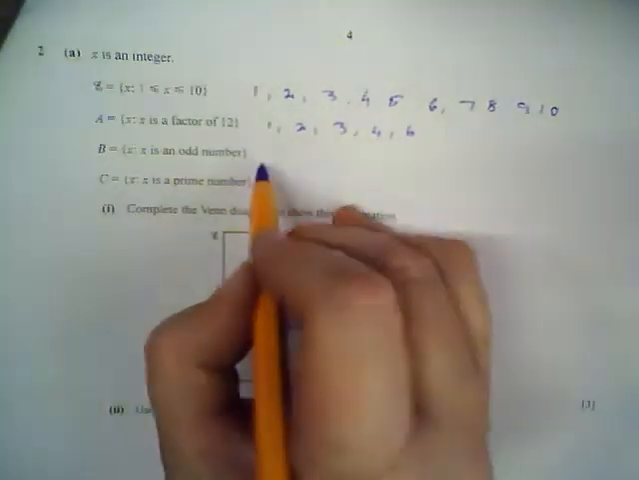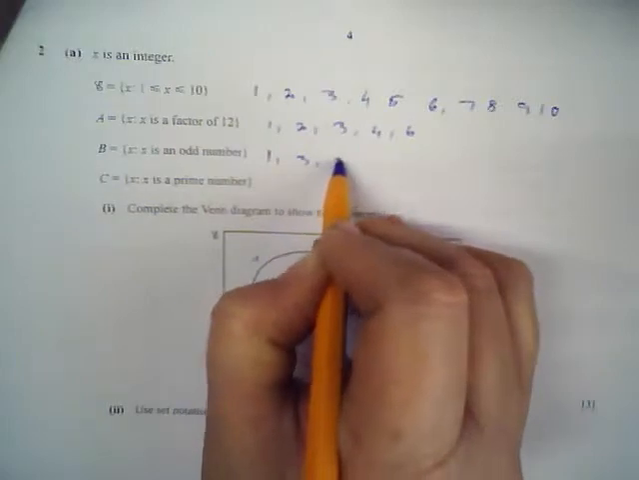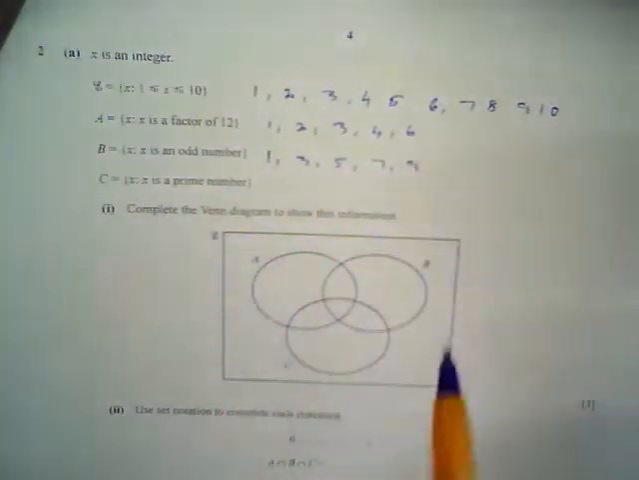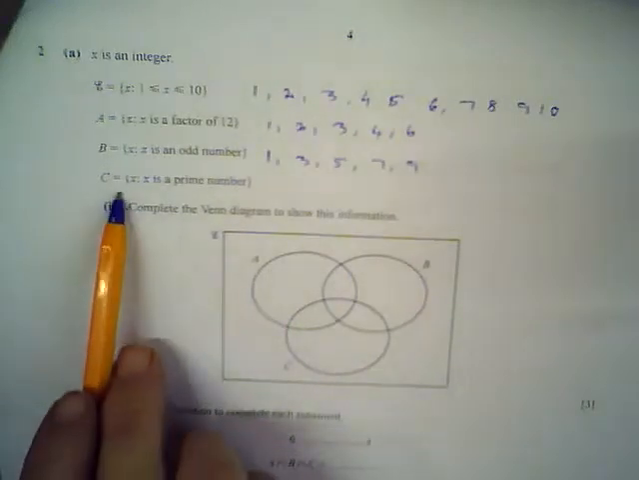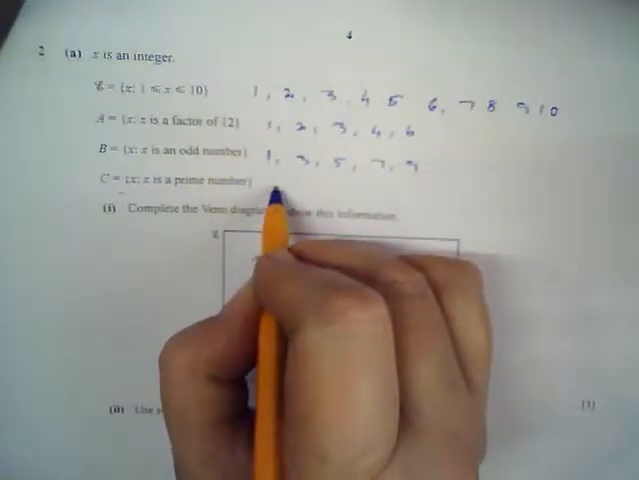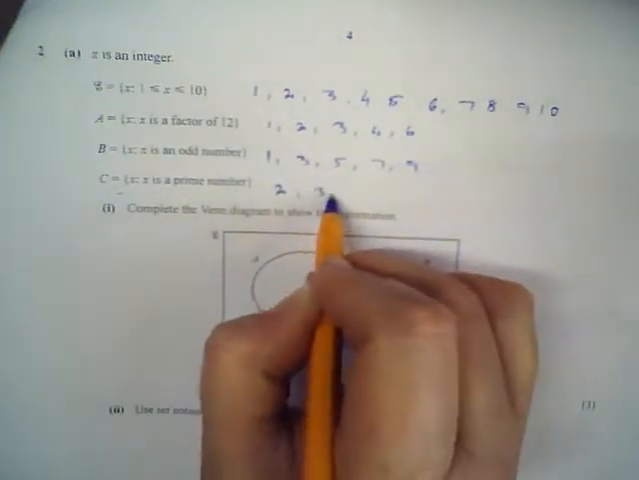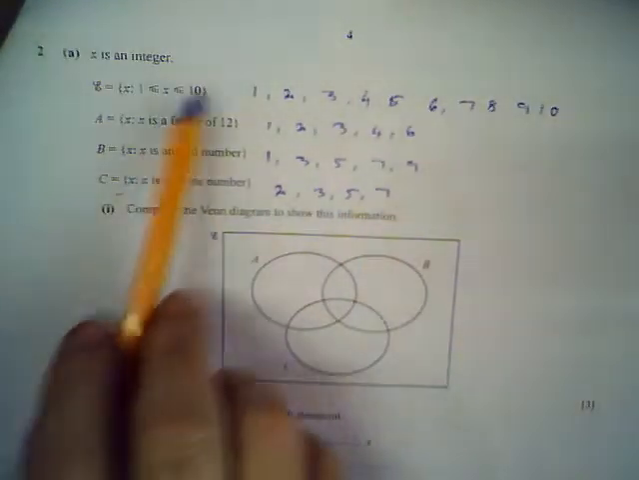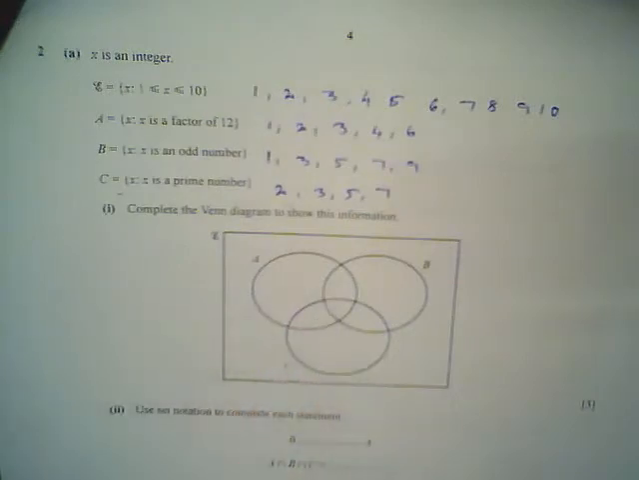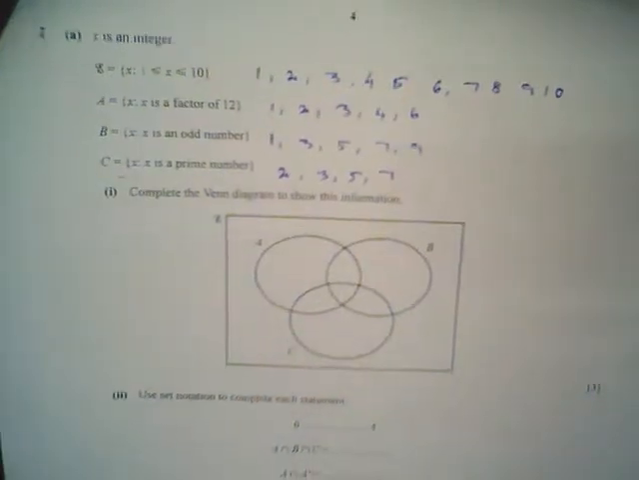B is an odd number, so 1, 3, 5, 7, and 9. It's an odd number, but does fit my universal set. And C is a prime number, so we have 2, 3, 5, and 7. Okay, now that we've worked out this little bit, we can actually fill it in our Venn diagram.